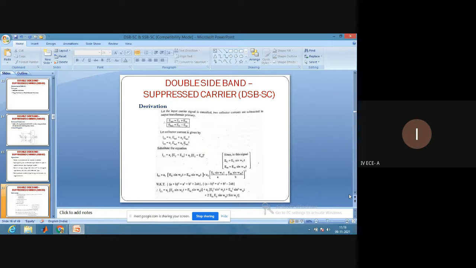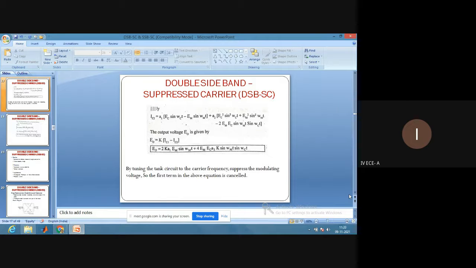The collector current for this modulator is given as IC1 and IC2. Substituting the equations and by using the formula (A plus B) whole squared and (A minus B) whole squared formula, we can determine the IC1 and IC2. The output voltage equation E naught is given by the formula E naught is equal to K into (IC1 minus IC2). By substituting the values, we'll get the final output voltage of this modulator circuit.